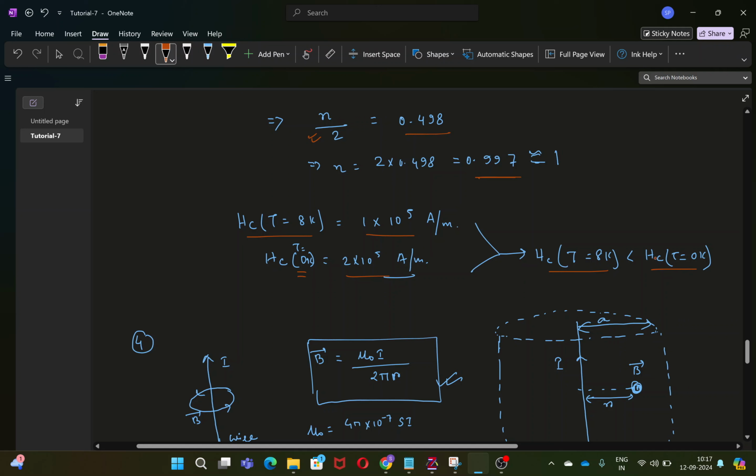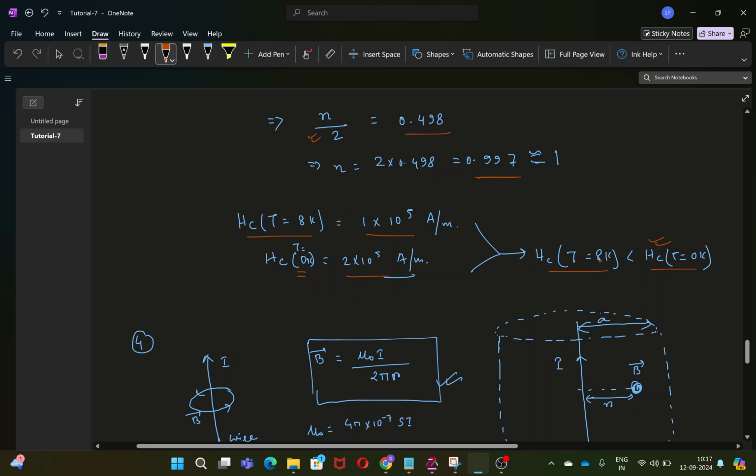this is evident because we already justified the fact that at 0 Kelvin the critical field value will be maximum, because it is the most deepest inside the superconducting regime. So it will not be easy to actually convert it into a normal regime by a small critical field, and that is why the HC is maximum or greater than any value at a finite temperature.